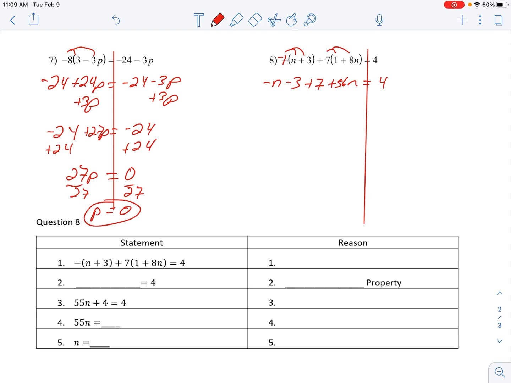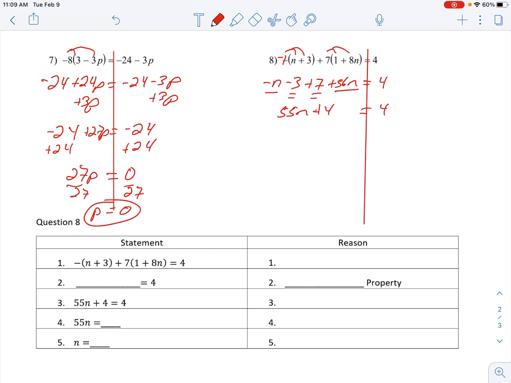Now after that, it's still a bit of a mess on the left. I've got like terms to bring together. Watch your signs. Negative 1 plus 56 is giving me 55n. I've got constants. Negative 3 plus 7 is giving me, what, 4? Now, all of a sudden, it cleaned up to be something pretty nice.